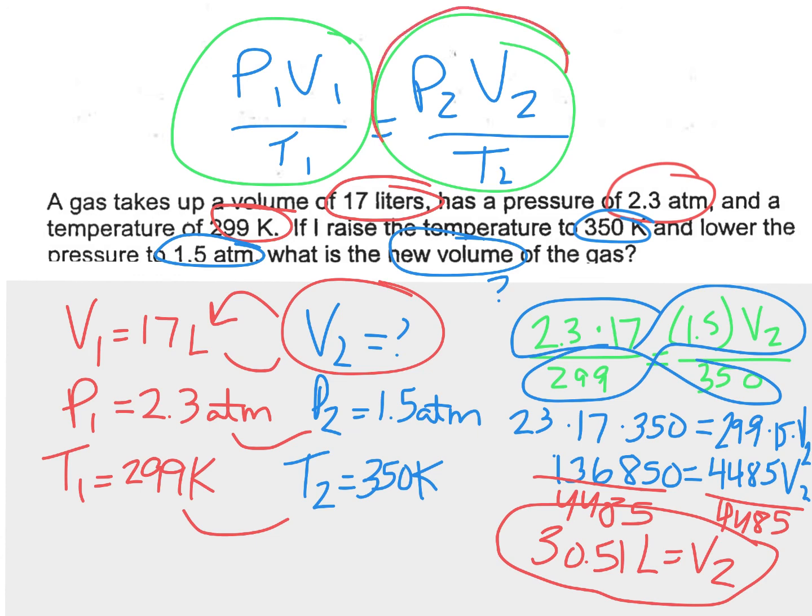All right, friends, that was the combined gas law, taking 3 variables that express what a gas is and using it to our advantage when the moles don't change to set those proportions equal to each other.